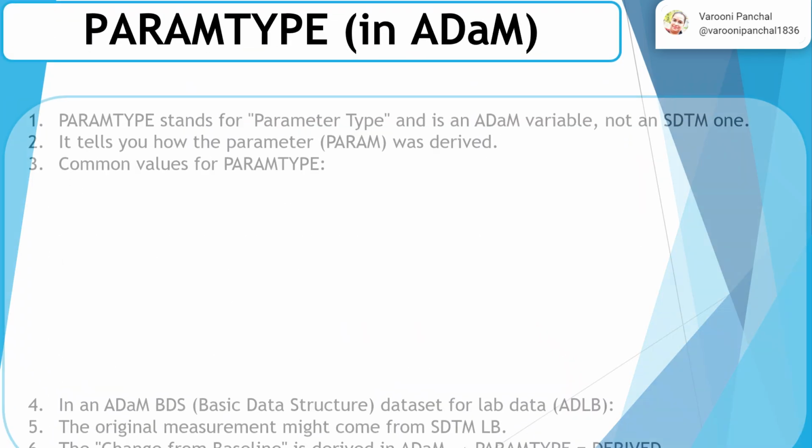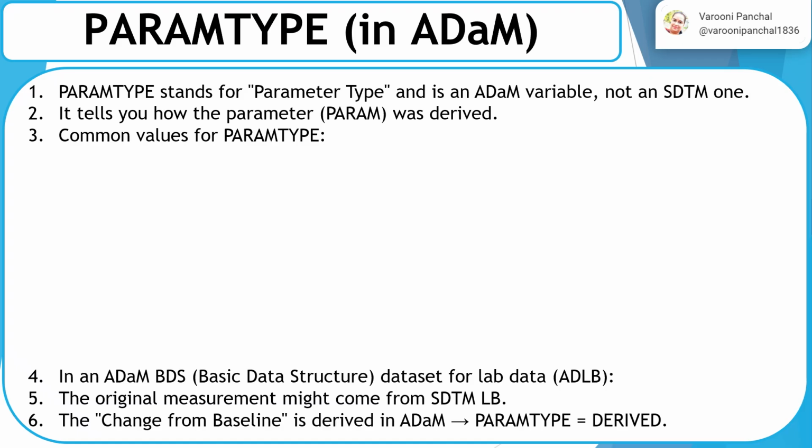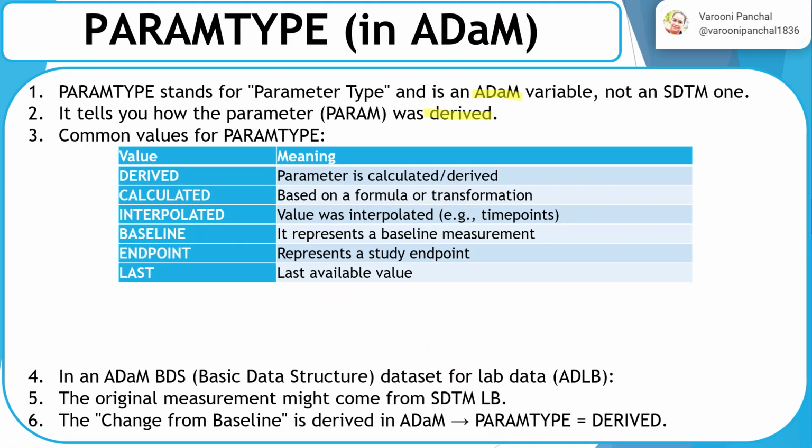Param type in ADaM. Param type stands for parameter type and is an ADaM variable, not an SDTM one. It tells you how the param was derived. The common values for param type are derived, calculated based on a formula, interpolated, baseline, whether it requires a baseline measurement, endpoint, whether it's a study endpoint, and last, the last available value. So param type usually has these common values.